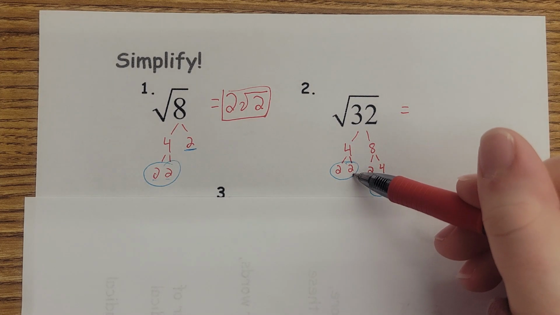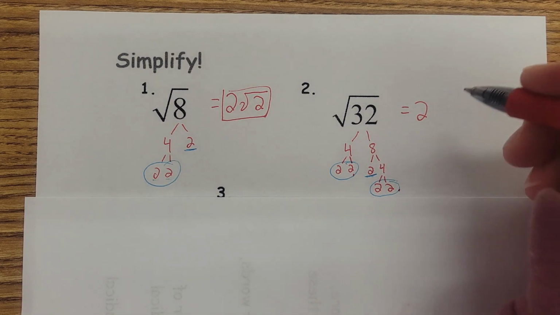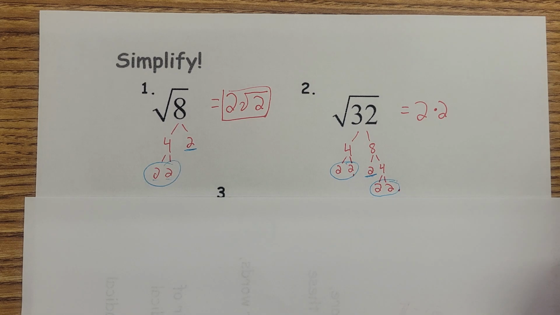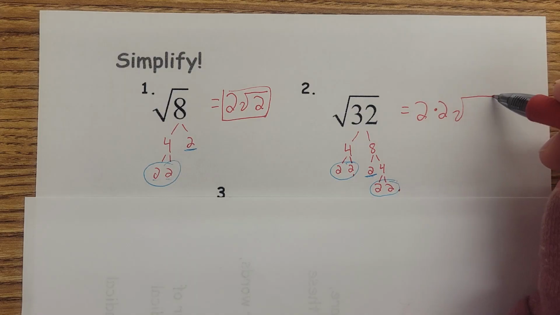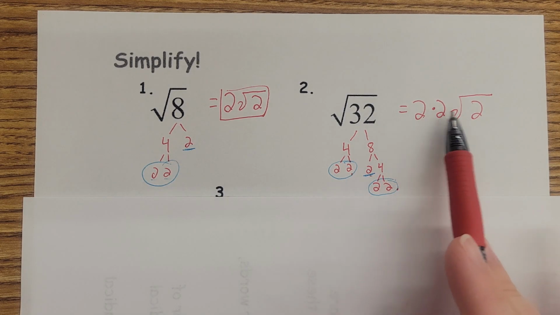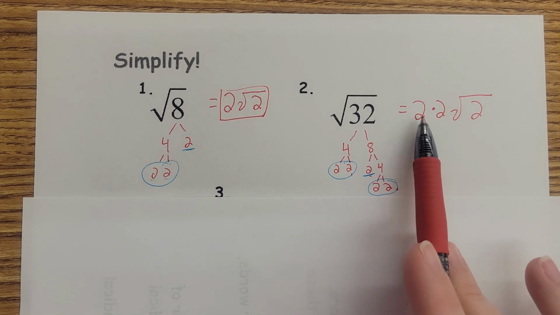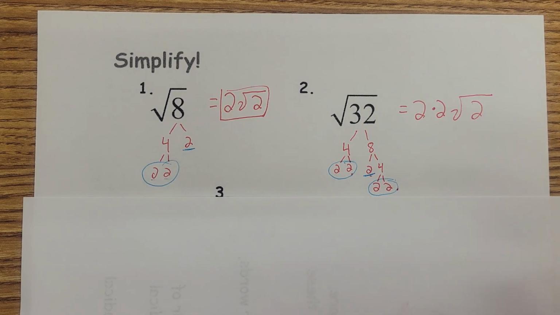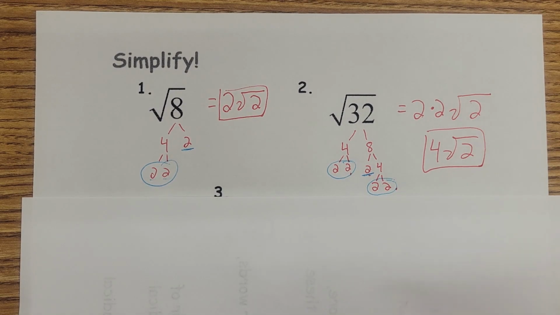So I've got a 2 from here, and then I have a 2 from here. They're both on the outside. Each pair becomes one single 2. And then my lonely 2 that has no friends is stuck under the radical. Notice that it's all multiplication. This between the coefficient and the radical is multiplication. This between the 2 separate coefficients is multiplication. So really this simplifies to 4 radical 2 once I multiply those 2's together.